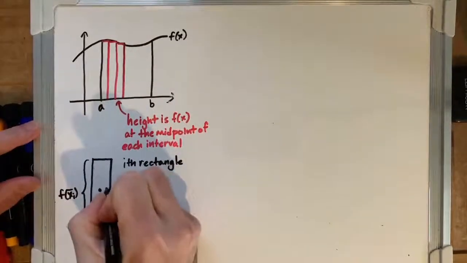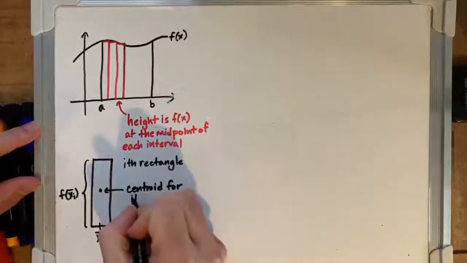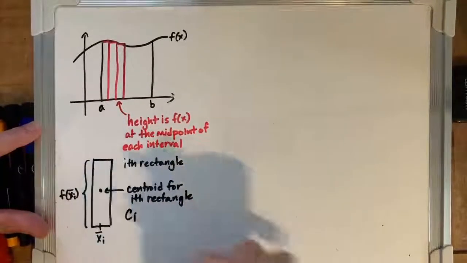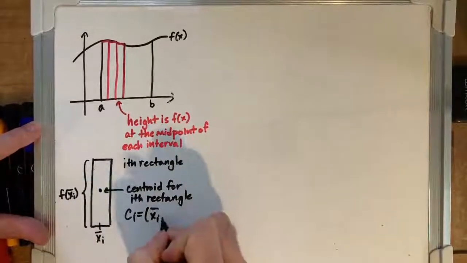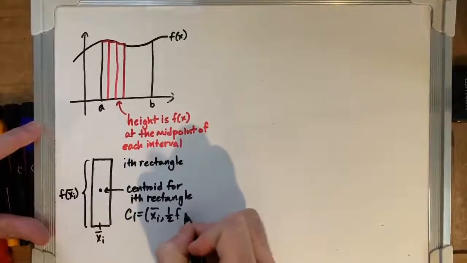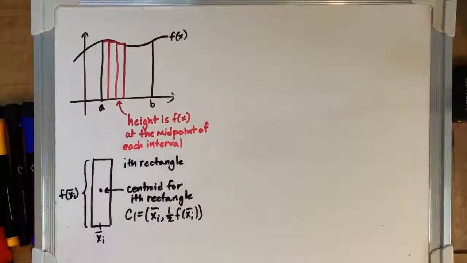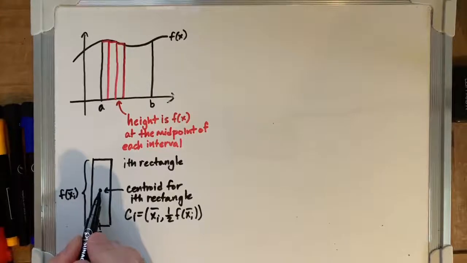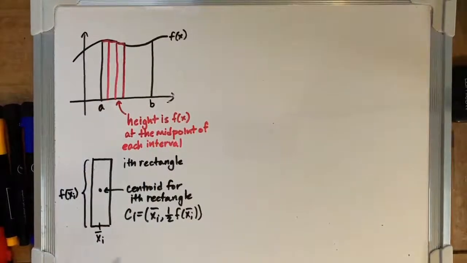And so the centroid for the ith rectangle, which we're going to just call c sub i, is our coordinate for our midpoint, and then half of what the function is at that midpoint. So halfway up there. Okay. Now, if we think about it here, we're going to take that point, and we want to think about the distance that we are to the x-axis and to the y-axis here, right?